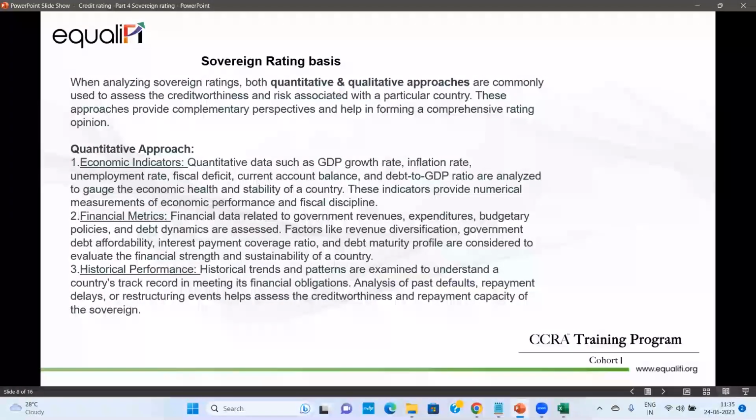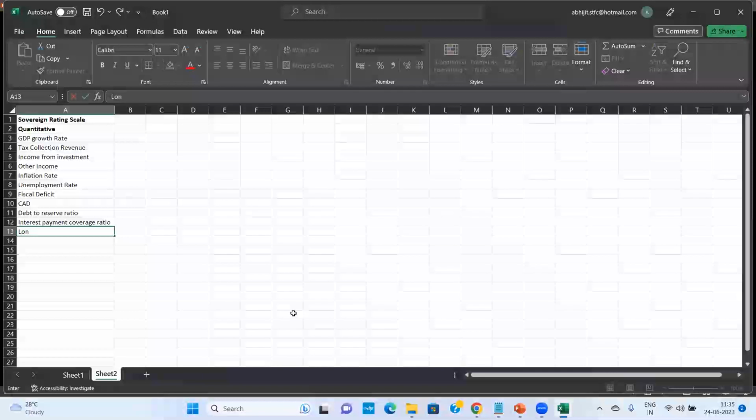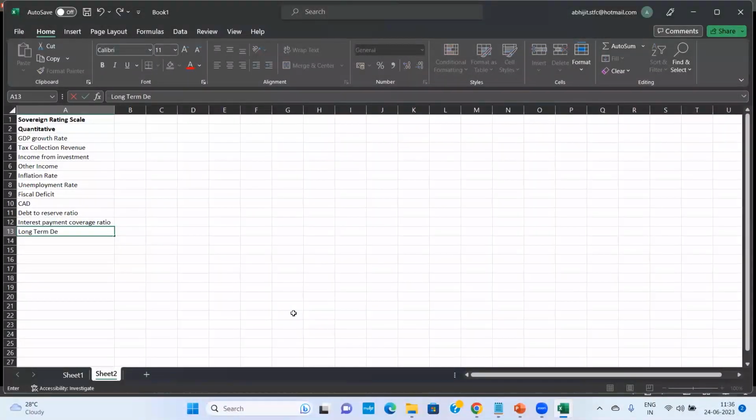Debt maturity profile is considered to evaluate. Now, debt maturity profile is what? How much debt is going to get matured in this financial year. So immediate. So you can say long-term debt and short-term debt, right? Can it be like this? All right.